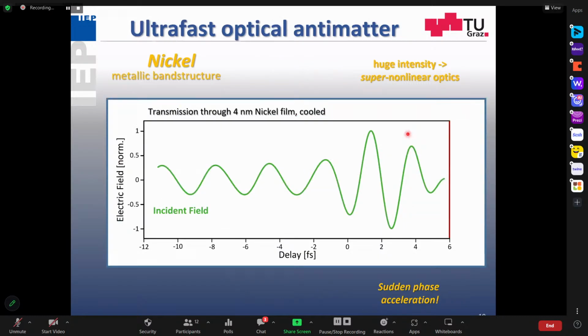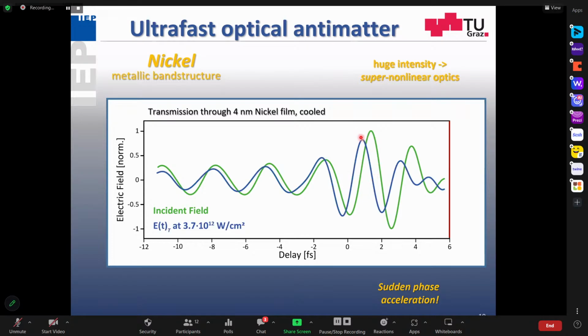So this was the strongest intensity setting we could apply. This is a 4 nanometer nickel film, so intrinsic transmission is about 70%. And we actively cooled it, so it's attached to a diamond that is cooled, to have the opportunity to apply the strongest field it can possibly stand. So this is the incident field. And then at the most insane intensity setting, that's the transmitted field.